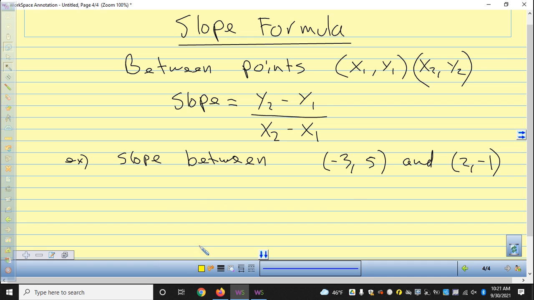So what I'm going to do is label my points: x1, y1, x2, y2. It doesn't matter which one you say is 1 and 2, but the 1s have to stay together and the 2s have to stay together.